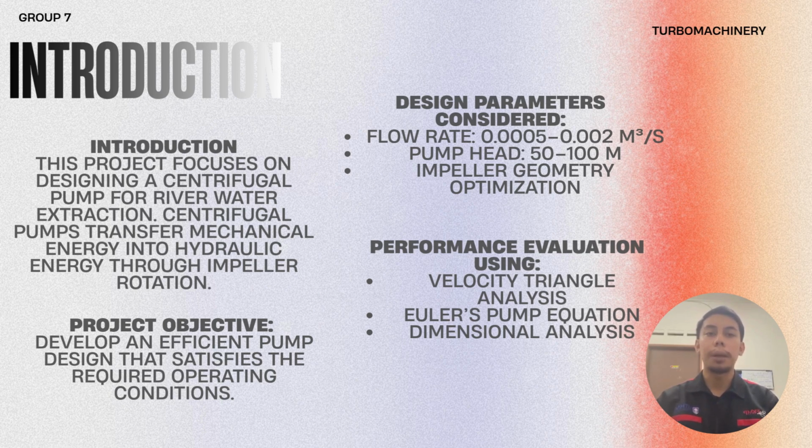Okay, for our design parameter considered, the flow rate of the pump must be 0.005 to 0.002 meters square per second. Our pump head, the size must be 50 until 100 meter, and the impeller must be geometry optimizations. For the performance evaluation, we are using velocity triangles, velocity triangle analysis, Euler pumps equations, and dimensional analysis.